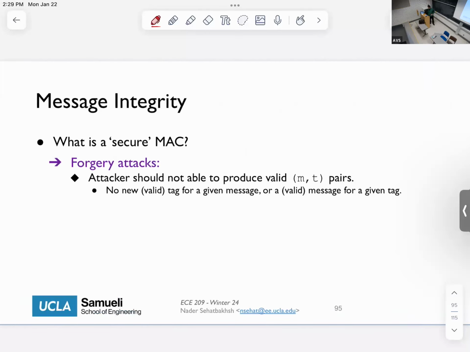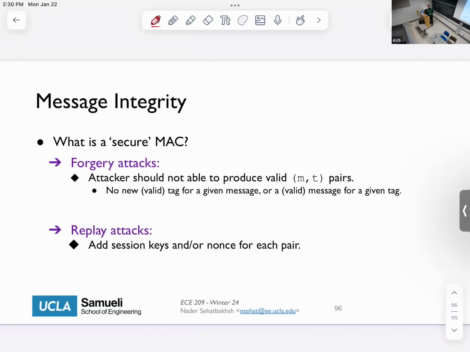So what we need to address is what we call forgery attacks, right? We need to protect our systems against forgery. The attacker should not be able to compute a new valid tag for any message in our system, okay? This works both ways: for a given message, the attacker should not be able to generate a valid tag, and for a given tag, should not be able to generate a valid message. If you have this, we say we are secure against forgery attacks, okay? So no valid pairs of M and T should be achievable.